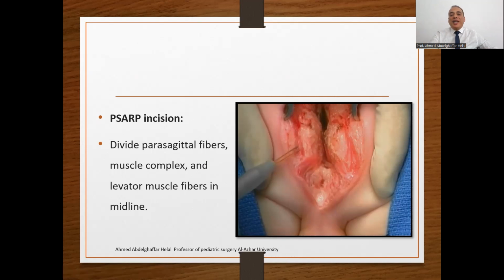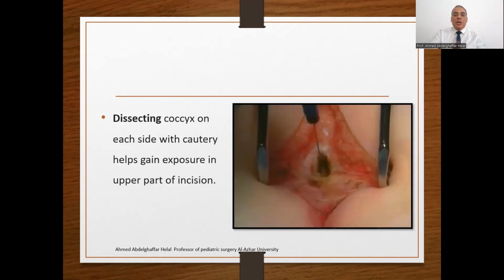Fibers parallel on each side of the buttocks, left and right. And there is what's called muscle complex. Muscle complex is longitudinal fibers like this surrounding the rectum and reaching down to the levator muscle. Three important muscles. The sagittal incision must divide this muscle complex exactly in the midline, leaving enough muscle on the right and enough muscle on the left. So it's very important to perform this incision exactly in the midline.